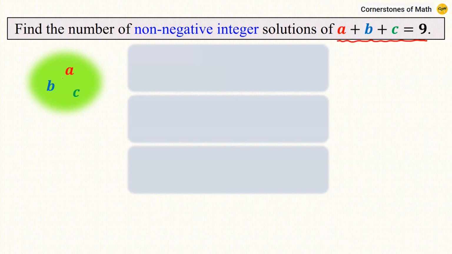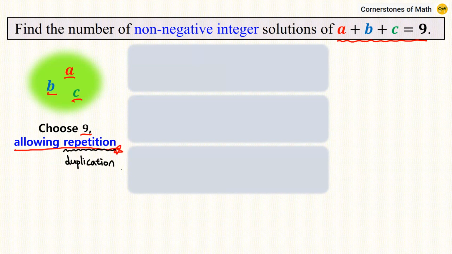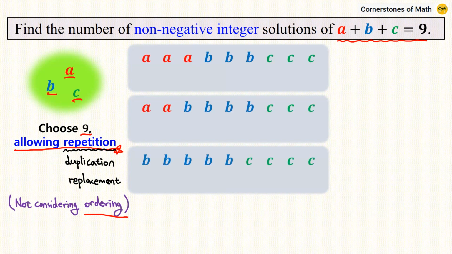First, let us think of these a, b, and c as some kind of distinguishable items rather than variables with certain values. Then let us think about the process of choosing 9 items out of these 3, but allowing the repetition, or duplication, or replacement, or whatever you want to call that. But we don't think about the ordering here. Then there are several different samples that you can obtain, for example, like this one, or this one, or this one. Let's just use these 3 examples.